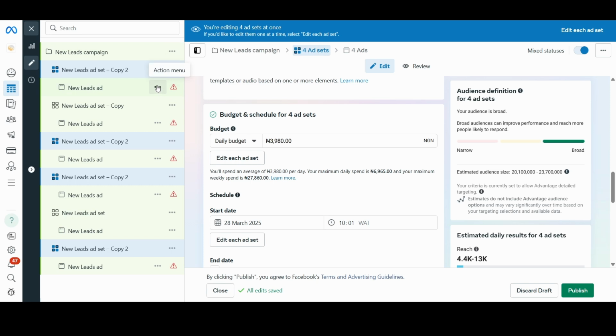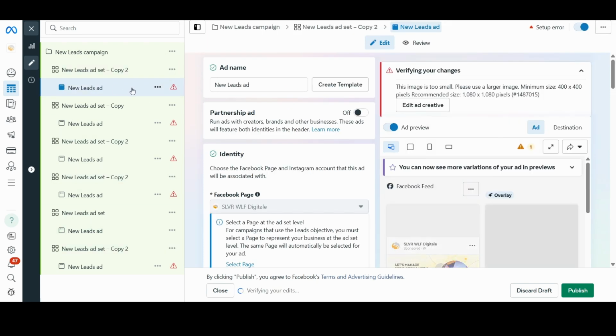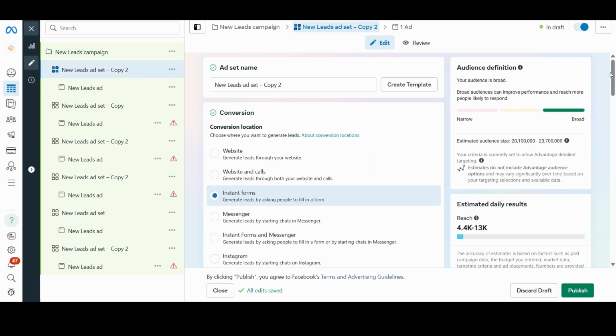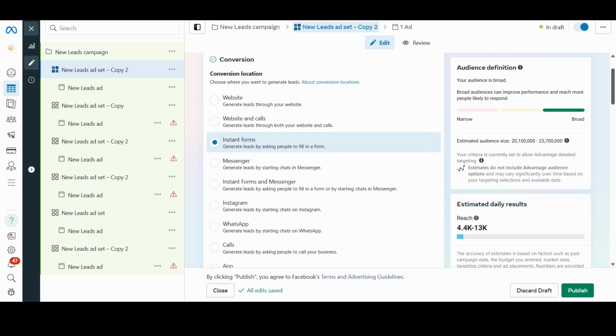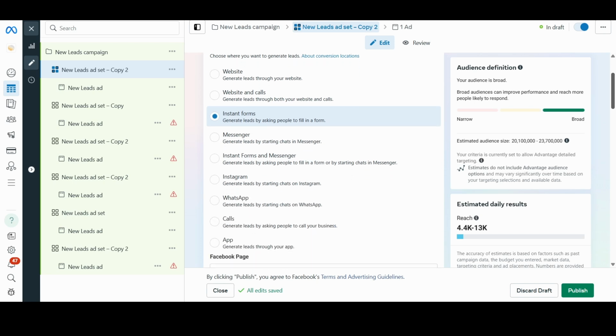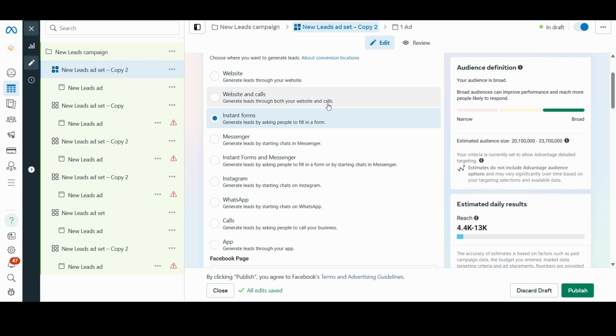So we're just gonna leave this and then go to our ad level. Oh, before we go to our ad level, let's quickly run through some of the points here. You have to decide what you want to optimize for, where you want your conversion to happen. Do you want it to happen at your website? Do you want websites and calls? Do you want instant forms, messenger, instant form and messenger, Instagram, WhatsApp, calls, app? You have to decide where you want your conversion to take place.